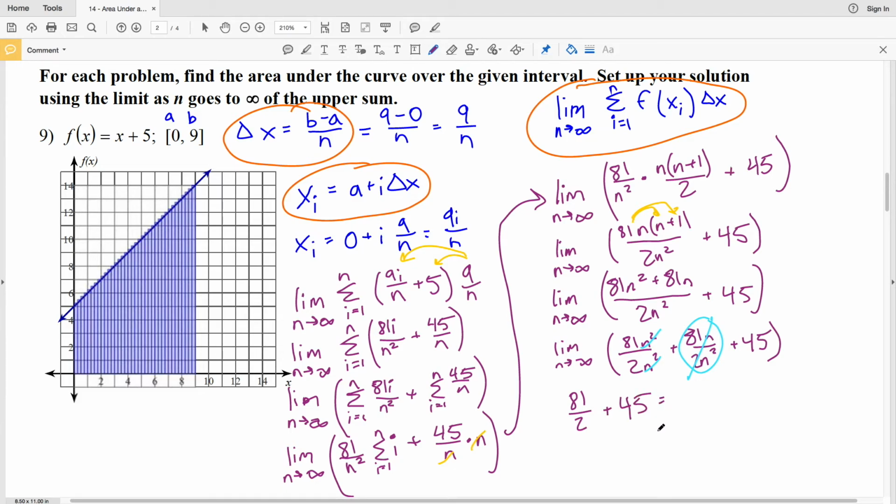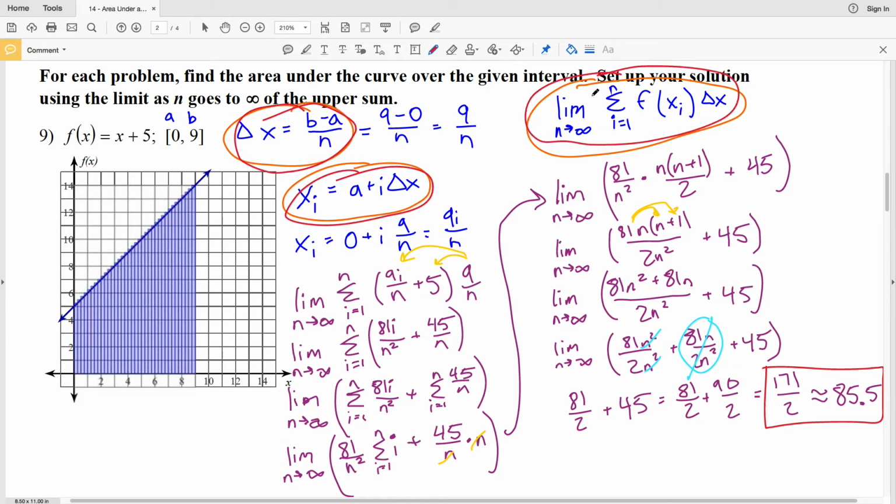But I'm going to write 45 in terms of 2. So 2 times 45 is 90, and 90 over 2 is equal to 45. So I'll have 81 over 2 plus 90 over 2, which equals 171 over 2, which is 85.5. So 171 over 2, or 85.5, is my solution for the area under the curve over the given interval 0 to 9. Now what we need to take from this is delta x, x sub i, and our formula.